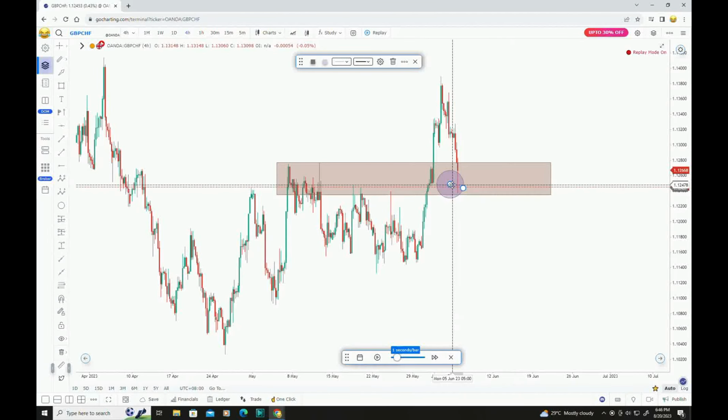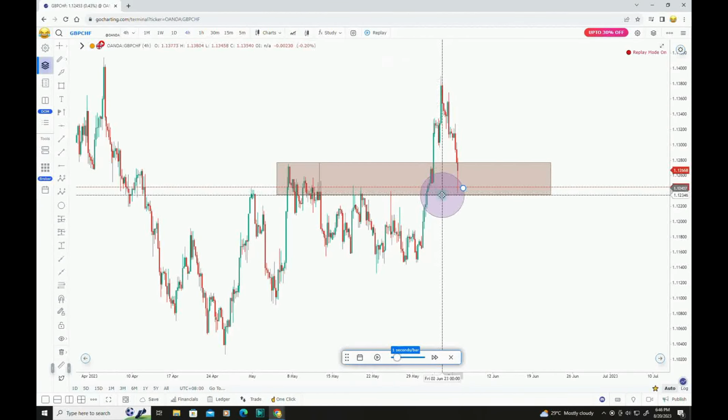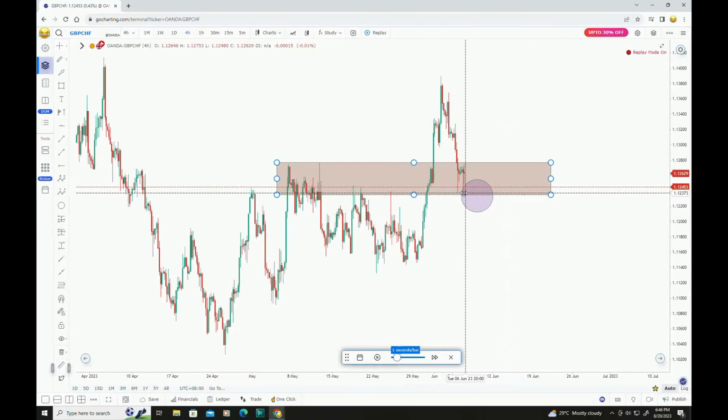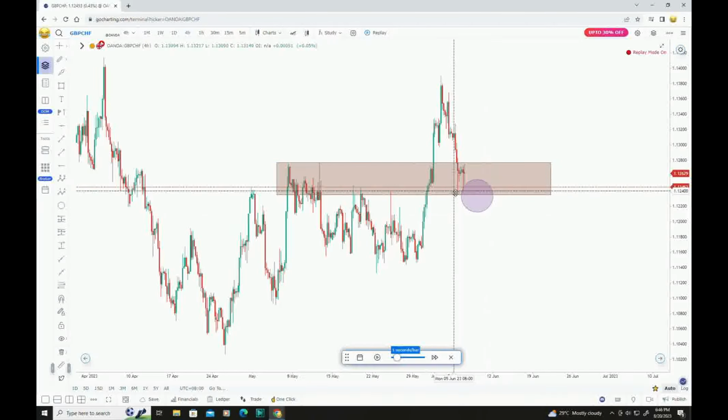This is the box we want. Let me input it here. It's a big box, around here. Let us see what happens. Let us play it. Still rejection. And now this is the best example to buy here. You can see it also made, in a low time frame, what is called a double bottom formation.